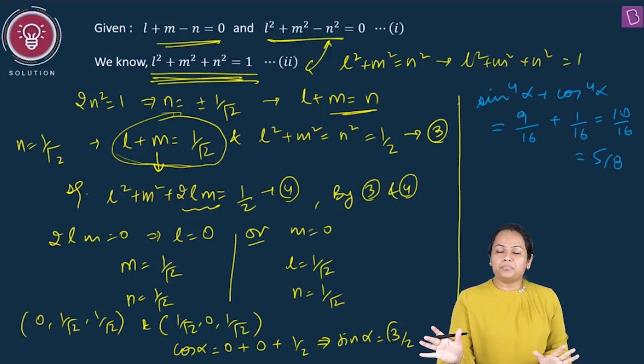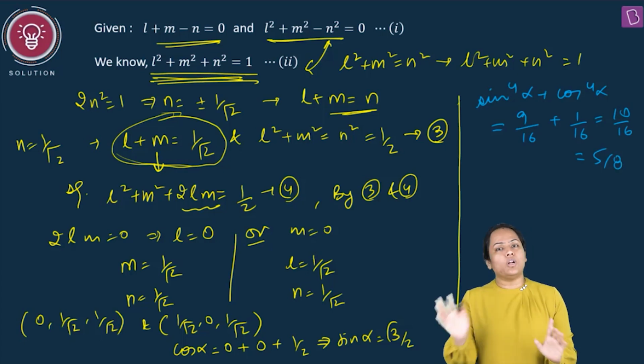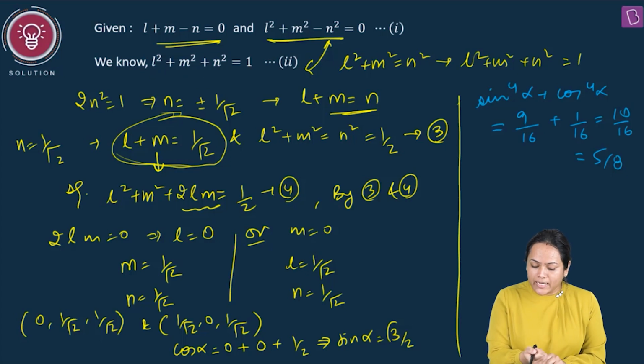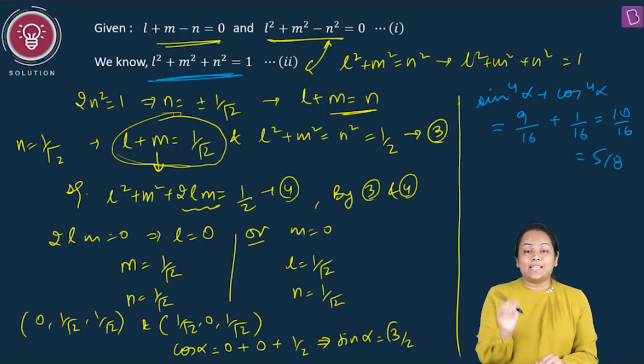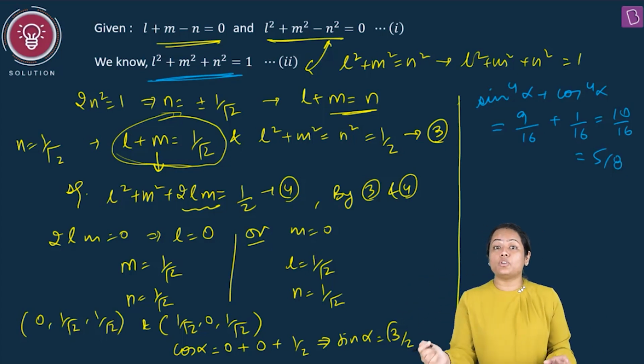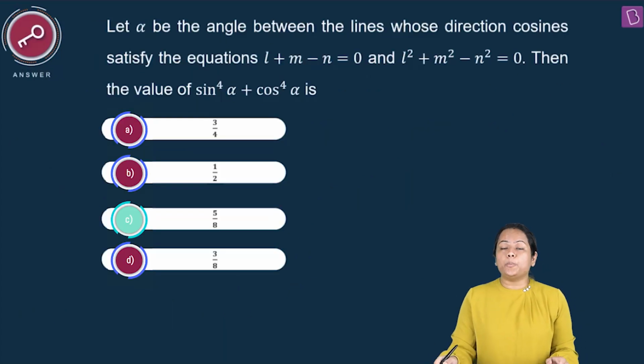Have you understood? This was on an easier side, I would say. You have to solve the equations and you have to remember this second condition that L square plus m square plus n square is always equal to 1. Rest was just you have to solve the simultaneous equations to get the values of L, m and n. And we can say the correct option here will be C.